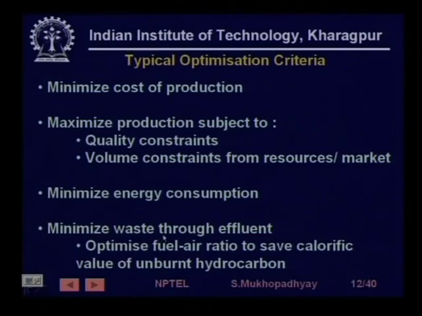Similarly, there is minimizing waste through effluents. For example, you typically optimize the fuel air ratio to save the calorific value of unburnt hydrocarbon. You do not want carbon monoxide to escape into the atmosphere, because that can be burnt further, and if you are escaping carbon monoxide, then you are losing calorific value of the fuel that you are using. That is number one. Number two is that sometimes you may be restricted by environmental considerations, like you cannot dump acidic or basic effluents into rivers.